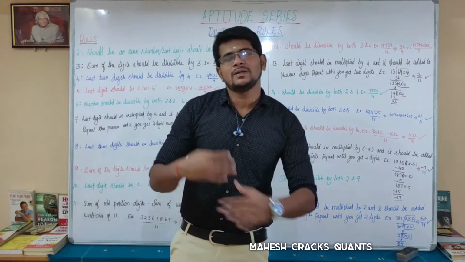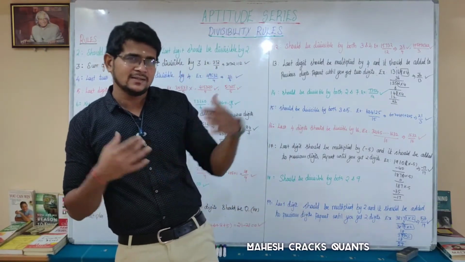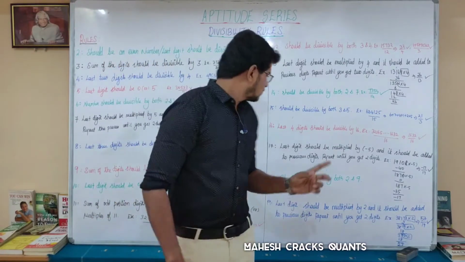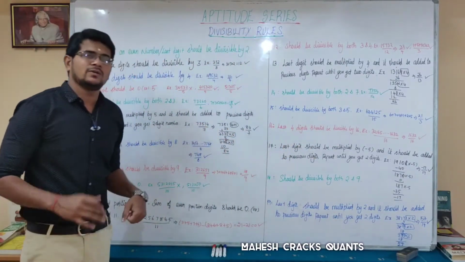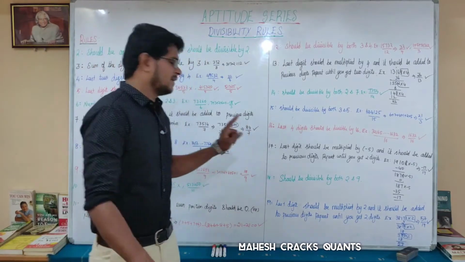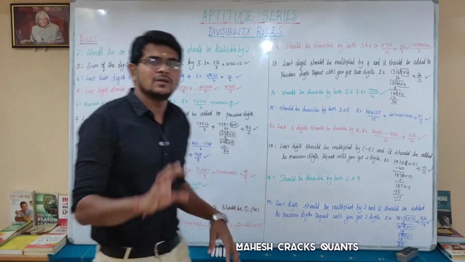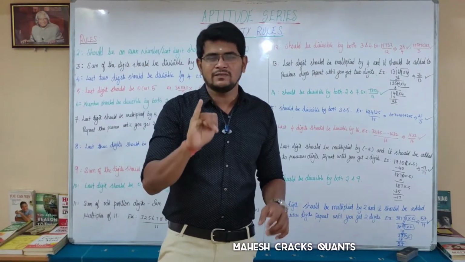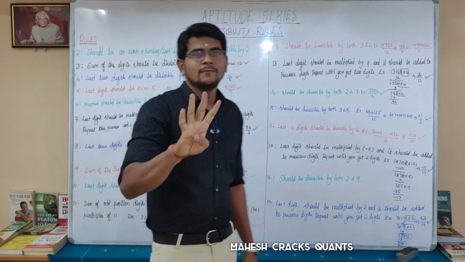When you get a 2-digit number, you know the table for 7, right? So 84 is divisible by 7. So obviously 73,514 is divisible by 7. That's it. The same thing we are going to use for 4 numbers: 7, 13, 17 and 19.